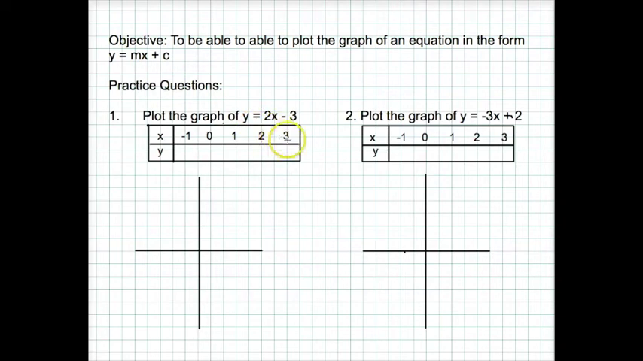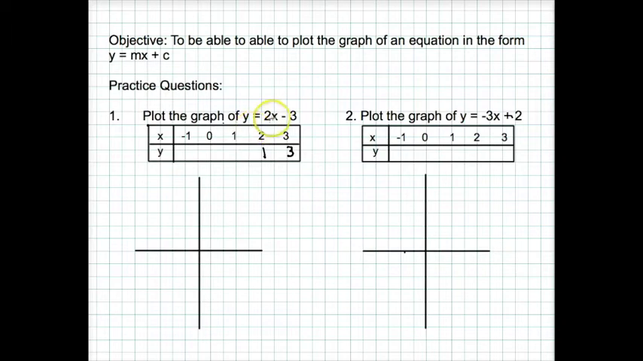I always start with the positive because positives are usually easier to deal with. So if we put 3 into our equation, we get 2 times 3 is 6, take away 3 gives us 3. Then we put 2 in, 2 times 2 is 4, take away 3, gives us 1 for our y coordinate.